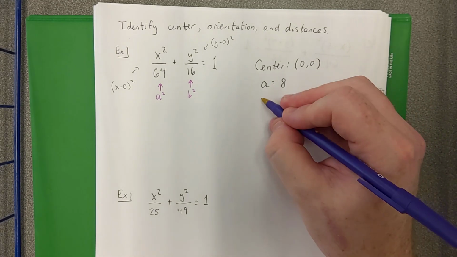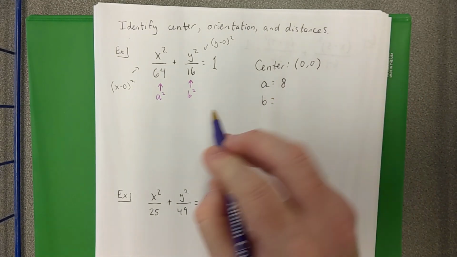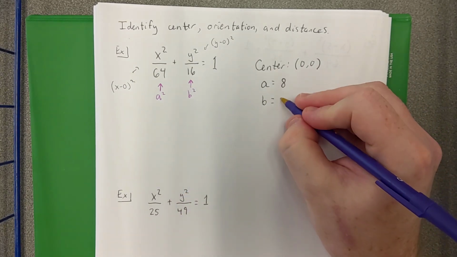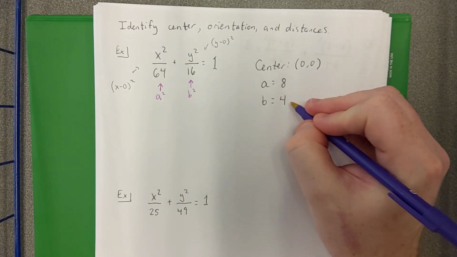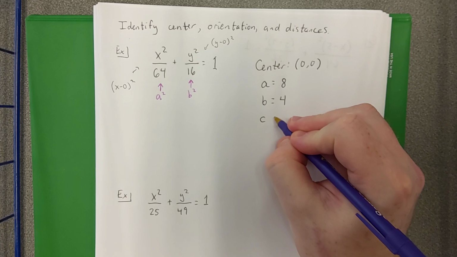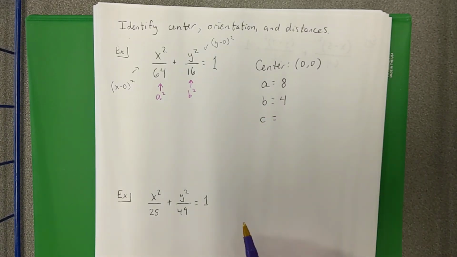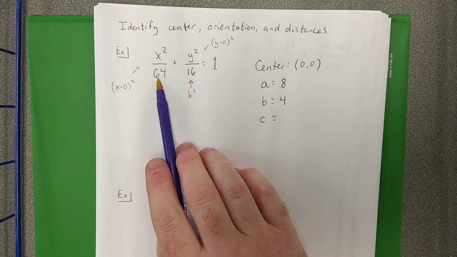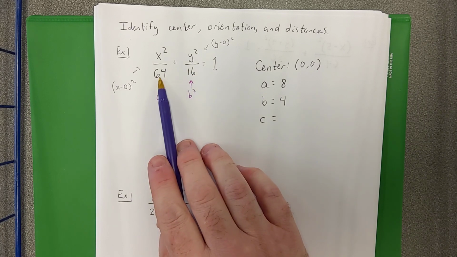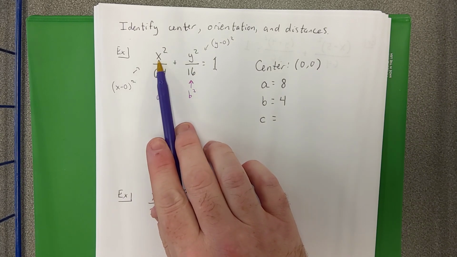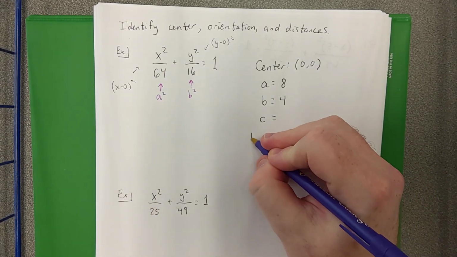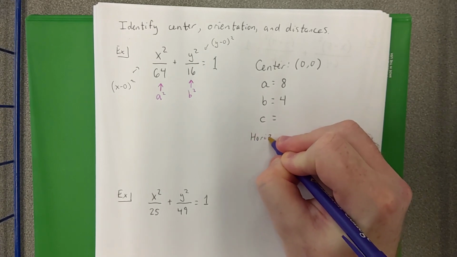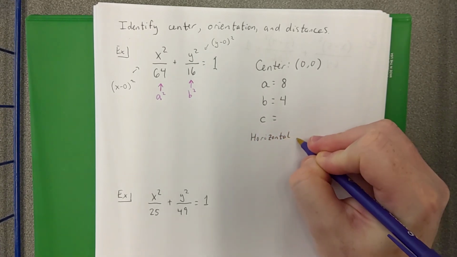Once again, doing the same thing for b, that would be the square root of 16. Again, we don't need a plus or minus because b is a distance. C we'll be able to figure out in just a moment. And finally, the larger denominator is under which variable? Well, that would be the x variable. X is our horizontal variable, which lets me know that this thing has a horizontal major axis.